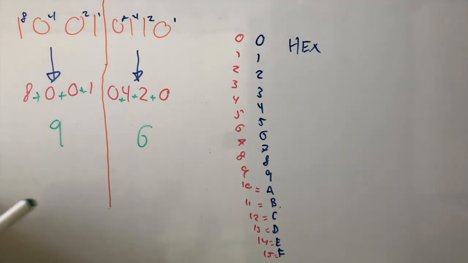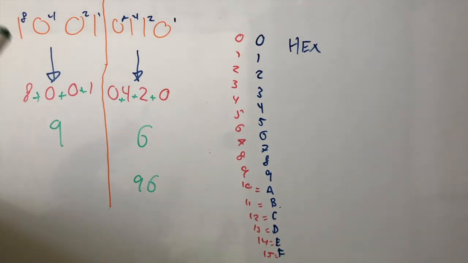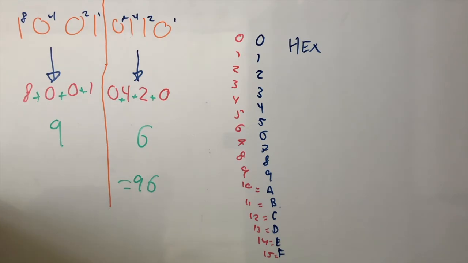And I don't need to convert into the A's or the B's or the C's, so my end value would be 9, 6. So that value up by here, this 1, 0, 0, 1, 0, 1, 1, 0, equals 9, 6.